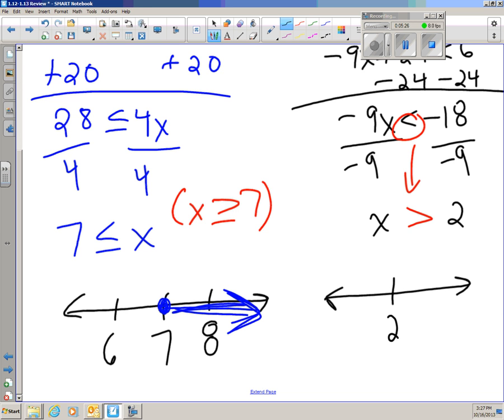When I set this up to graph, I've got 2, 3, 1 in the right order. There is no equal to component, so it's an open circle, and all the numbers to the right are greater than 2. Next one.